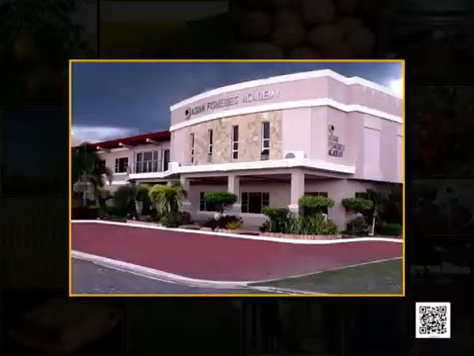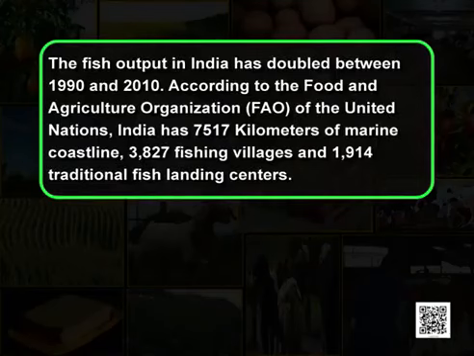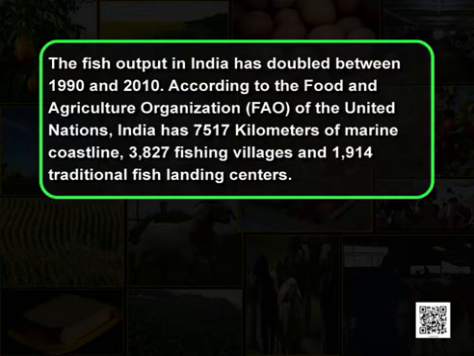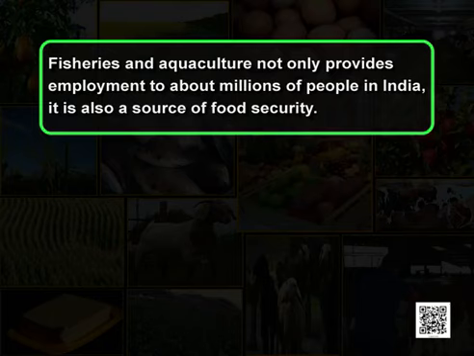Dear students, do you know that the fish output in India has doubled between 1990 and 2010? According to the Food and Agricultural Organization of the United Nations, India has 7,517 kilometers of marine coastline, roughly around 3,827 fishing villages and 1,914 traditional fish landing centers. Fisheries and aquaculture not only provide employment to millions of people, but also are a source of food security.